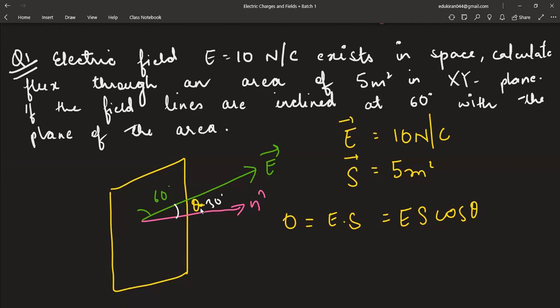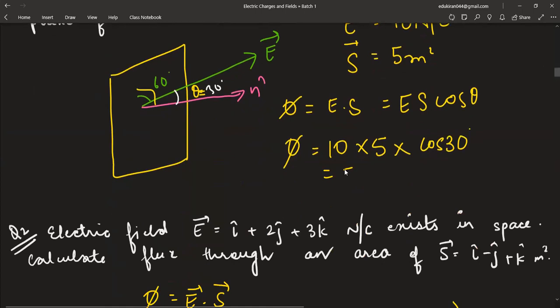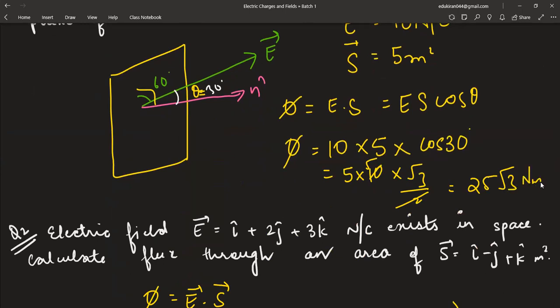So what we'll do? We will subtract, this total is 90 degrees. So we'll subtract 60 degrees, we'll get 30 degrees. So when we put everything, the flux will be 10 into 5 into cos 30 degrees. So this is equal to 5 into 10 into root 3 by 2, which is equal to 25 root 3 Newton meter square per coulomb. Write this question quickly.